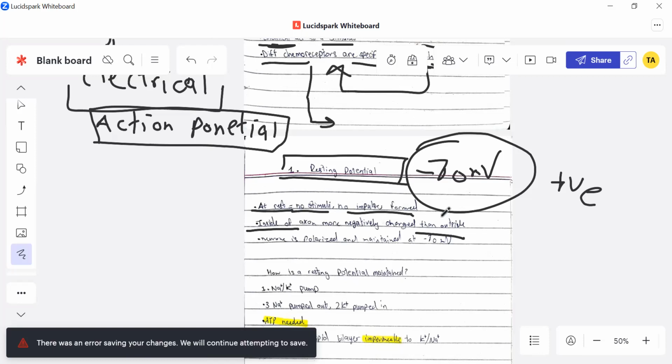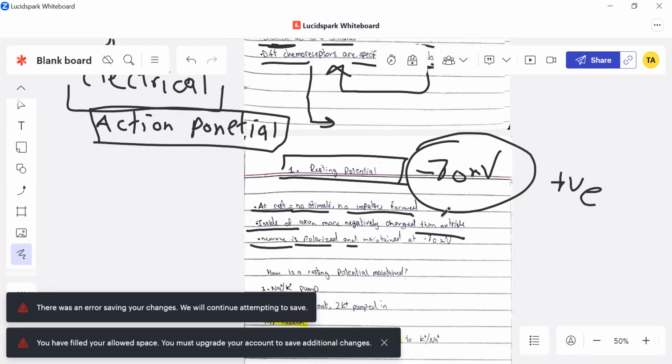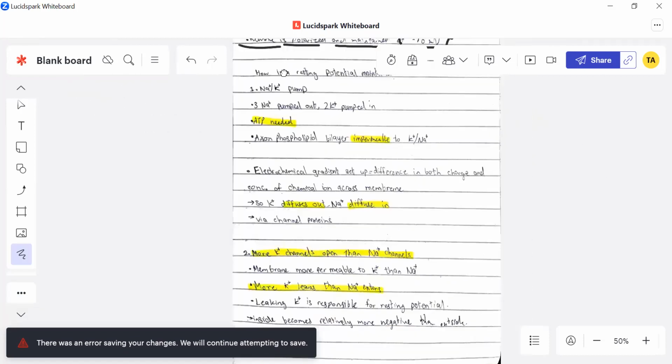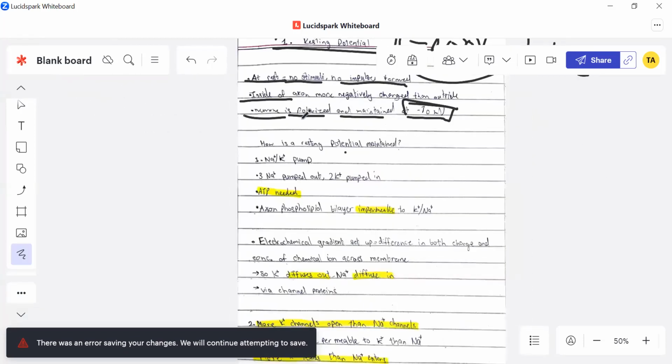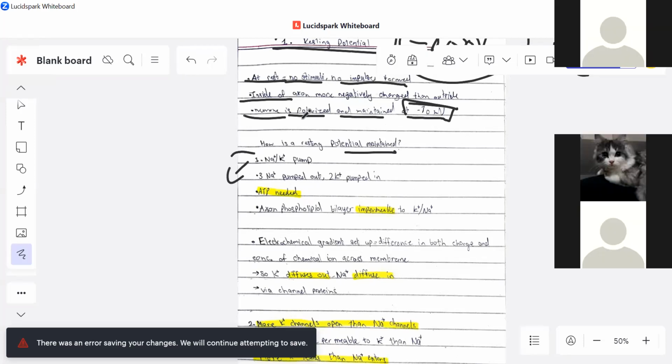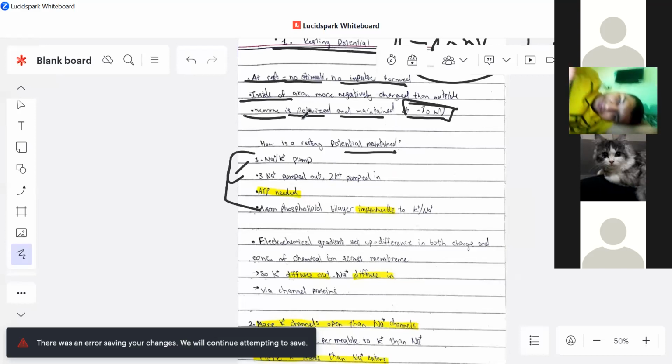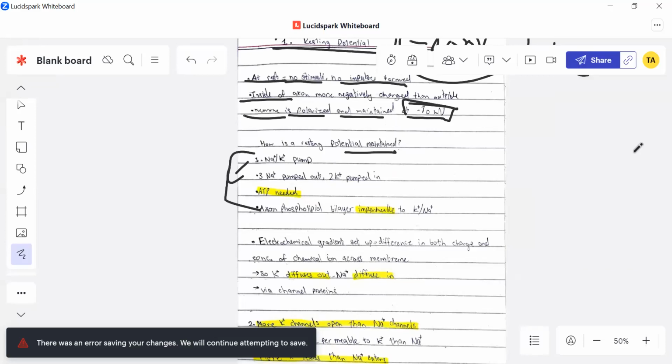So the neuron is polarized and maintained at negative 70 millivolts. And how is this resting potential maintained? It is maintained through a sodium potassium pump. This works in a very confusing way. Remember that 3 Na plus would be pumped out and 2 potassium ions would be pumped in.